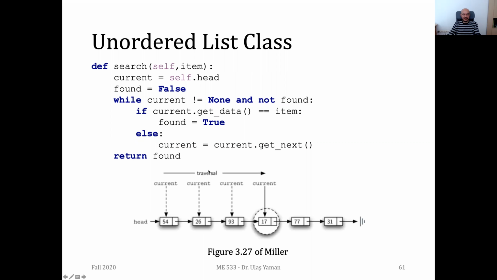So this is a graphical illustration. Right now, this is the current value, and the item we are looking for is 17. So it's not equal to 17. We need to move on.